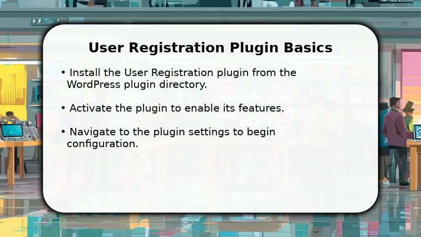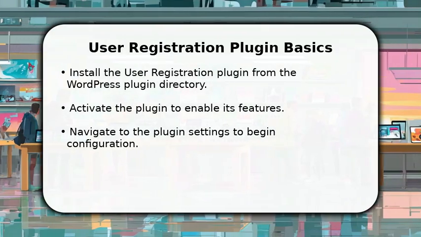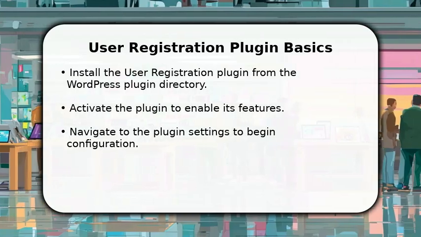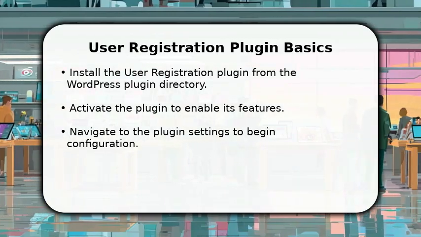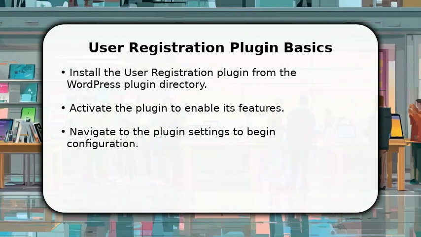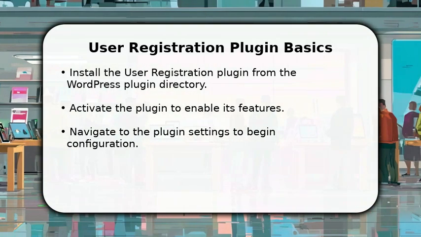In this video, I will explain how to use the user registration plugin in WordPress. First, navigate to your WordPress dashboard and head over to the Plugins section. Click Add New and search for user registration. Once you find it, click Install Now and then Activate.